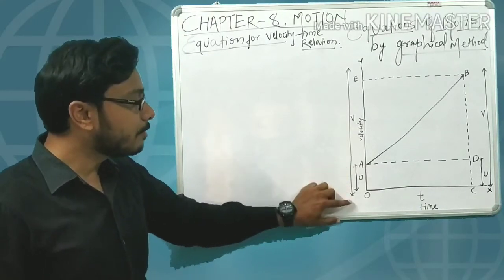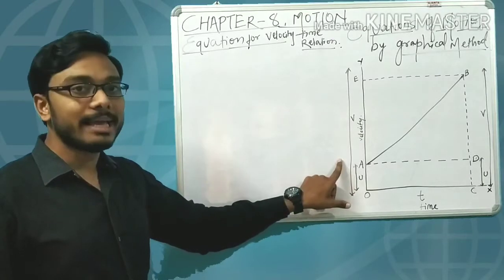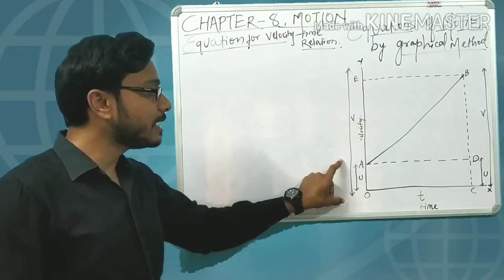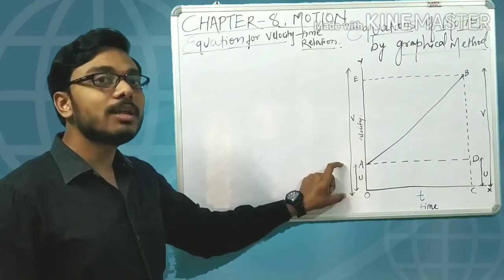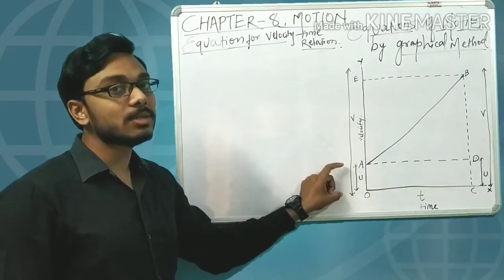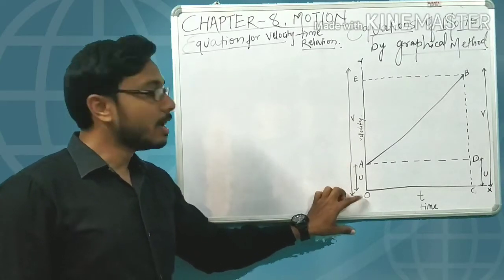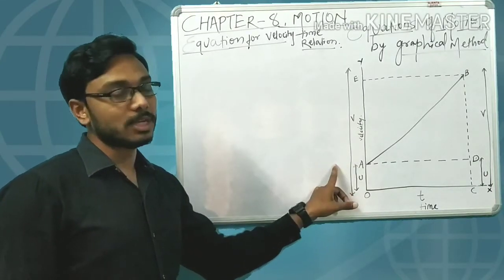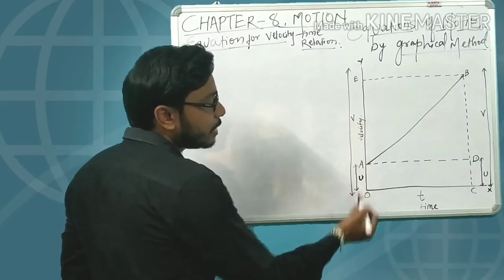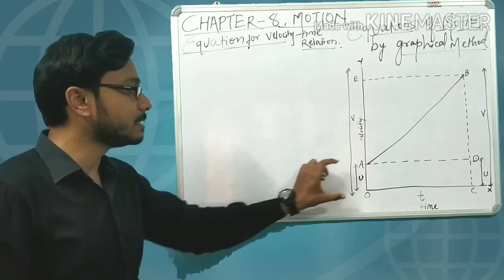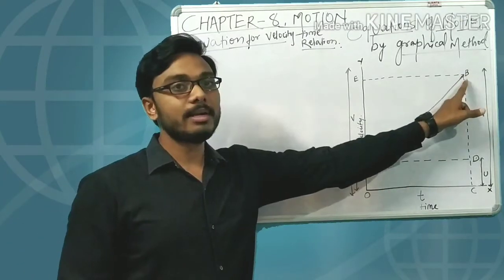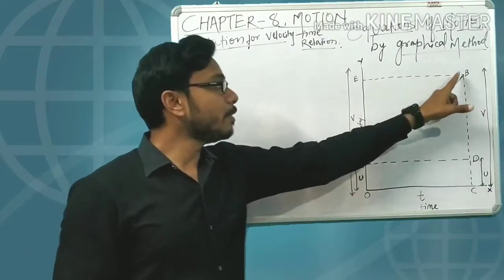So here we can see from point O to A, the body is already having some acceleration. So we can say the body is having some initial velocity. It is not starting from zero. A body is already having some initial velocity. So let us represent this by u. Initial velocity is represented by u, and the body is traveling from point A to point B.